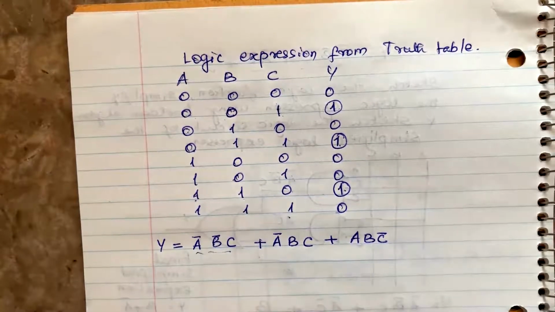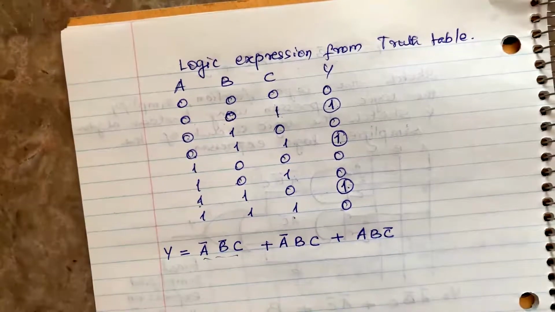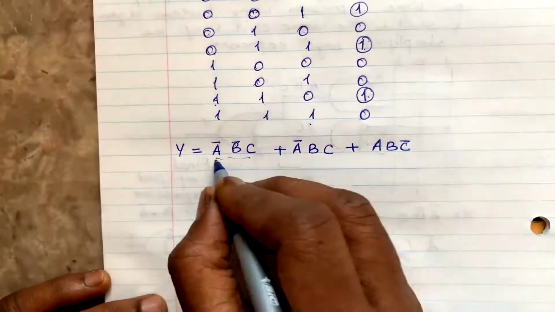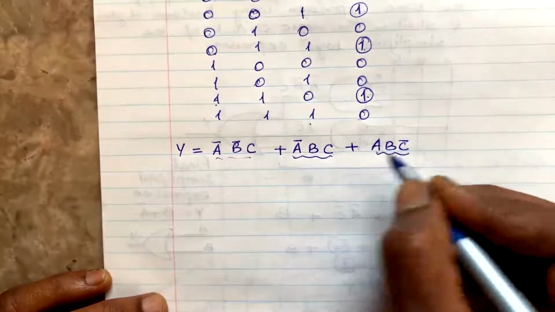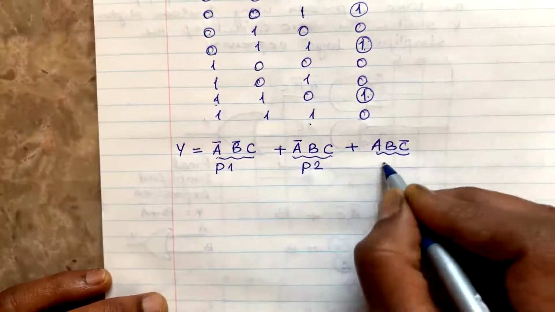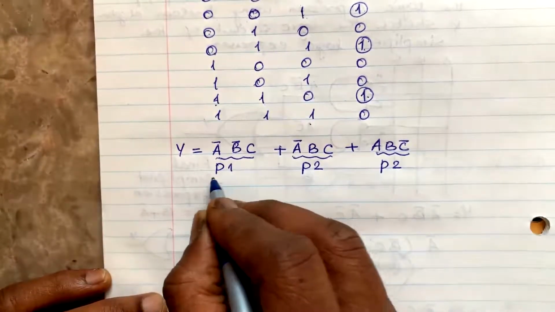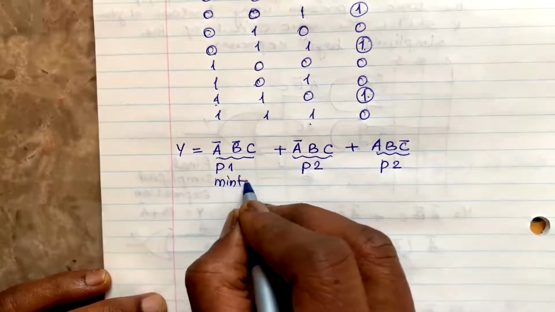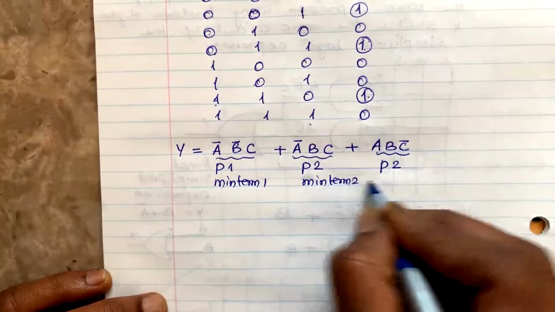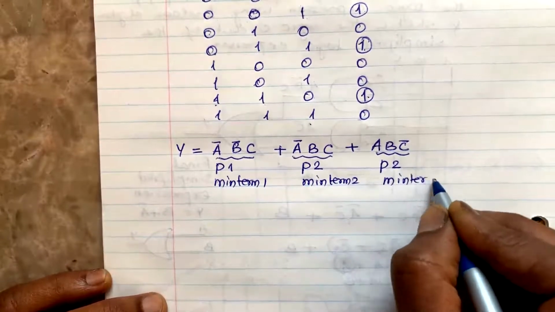So this is my logic expression. Now I can draw the logic function for this, and I can reduce the expression using Boolean algebra, and I can get the simplified expression, and I can see how many gates I would need. So each of the product term, this is a product term, this is a product term. So product 1, product 2, product 3. These are called min terms. Min term 1, min term 2, min term 3.